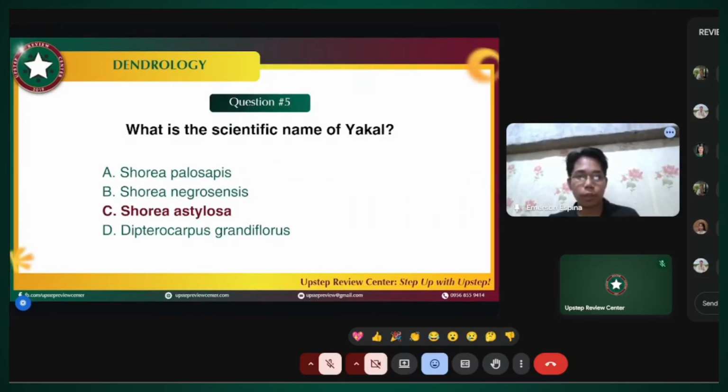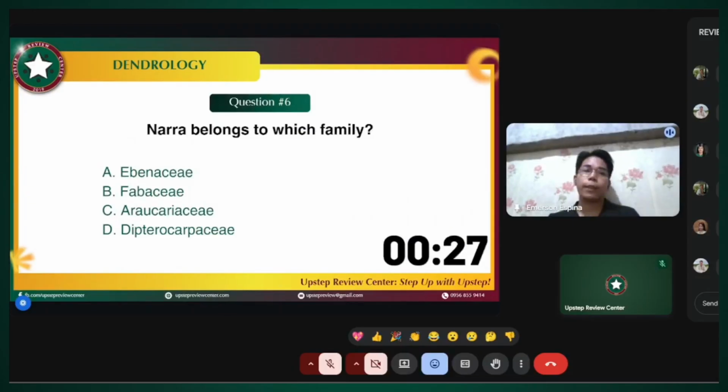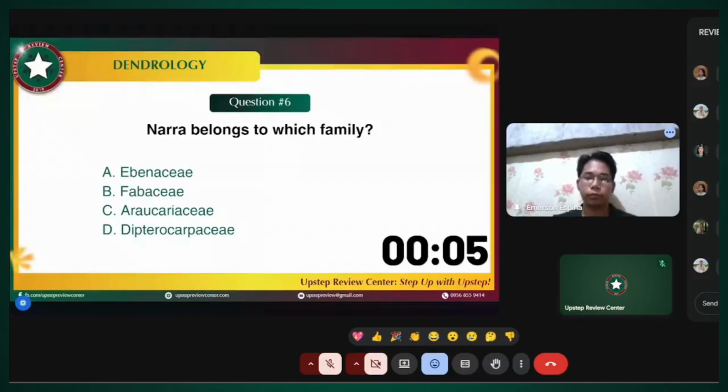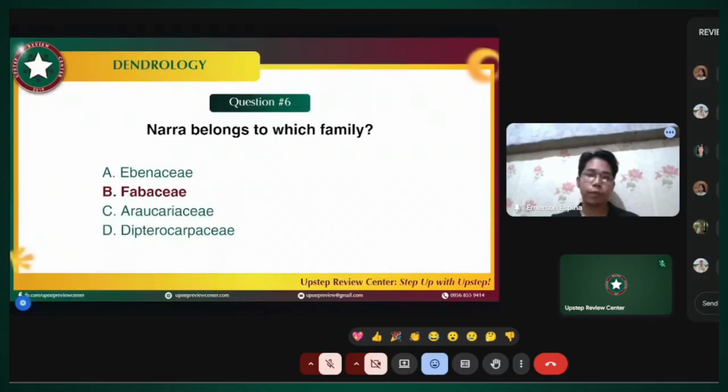Let's see. Moving forward. Question number 6. Narra belongs to which family? Ebenaceae, Fabaceae, Araucariaceae, or Dipterocarpaceae? Okay, the correct answer is letter B, Fabaceae. So again, Fabaceae is also known as pod-producing trees. Usually ganun talaga itsura nila, mukhang pods. Yung kanina yung sa Malayasaman, if you can recall, one of the species available earlier, same thing.